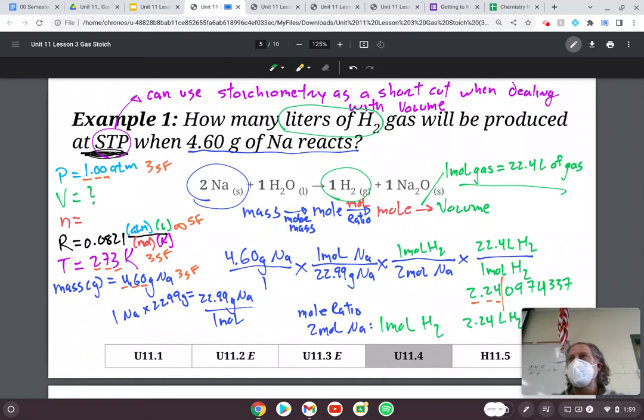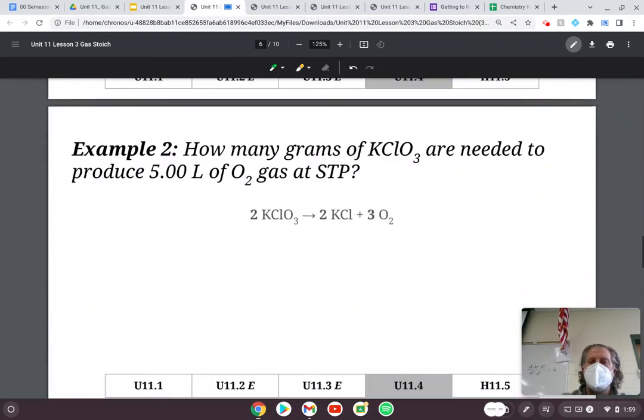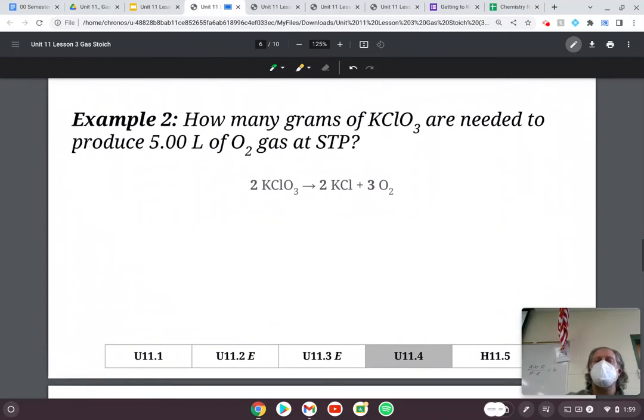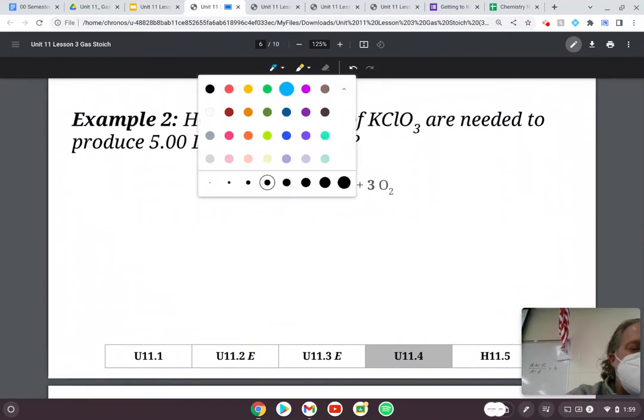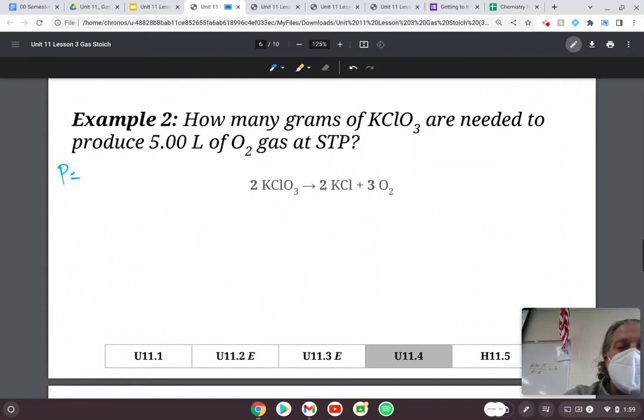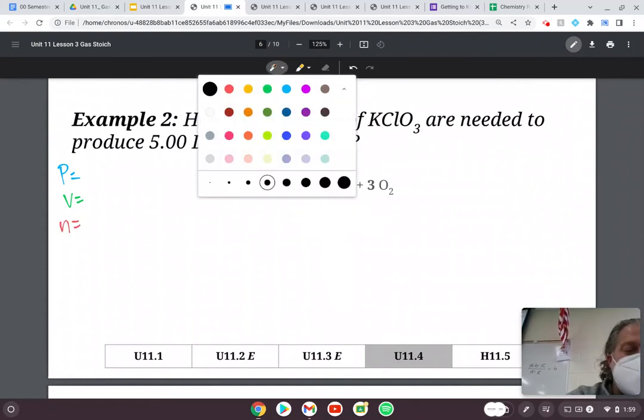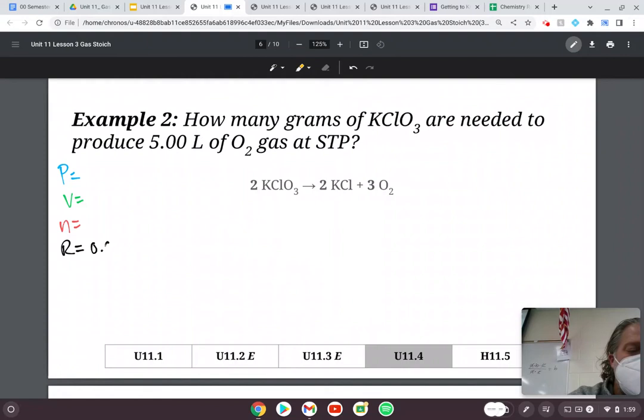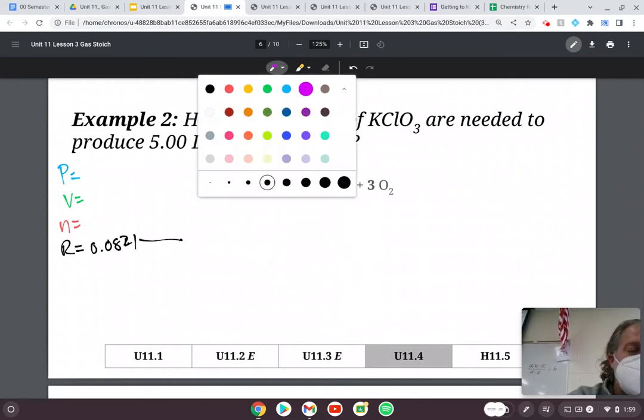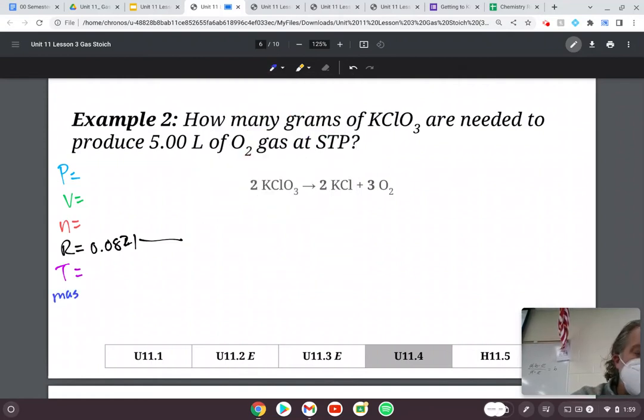All right, so let's take a look at the next example problem here. In the next example problem, I know that I'm going to be dealing potentially with a pressure, potentially with a volume, maybe with a number of moles. The ideal gas law constant is always my friend. Temperature, and now that we've learned about it, maybe mass.